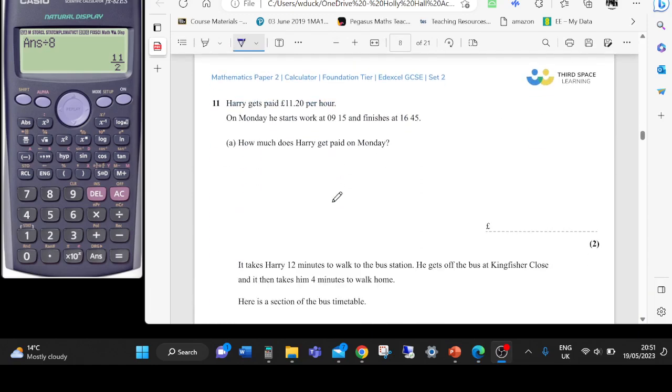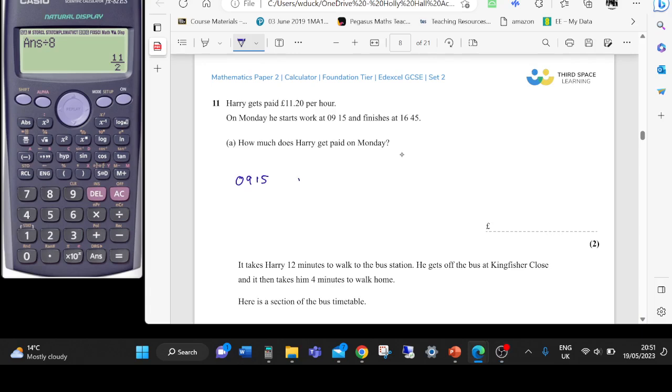And question 11. Harry gets paid £11.20 per hour. On Monday, he starts work at 9:15 and finishes at 16:45. How much does Harry get paid on Monday? So I'm going to do this the traditional way, and then I'll use my calculator to double check. So I'm going to do a chunking method.